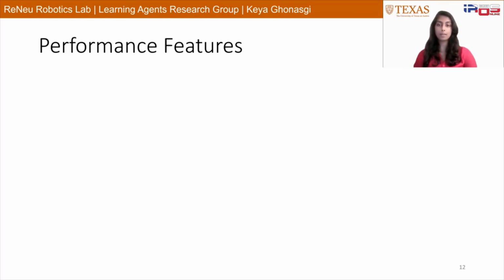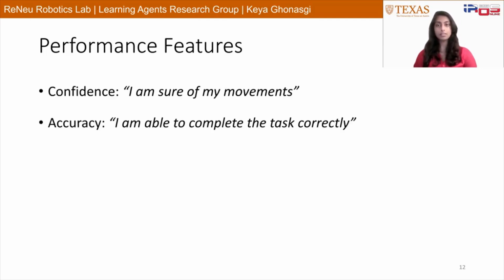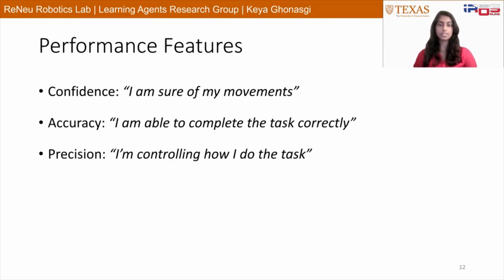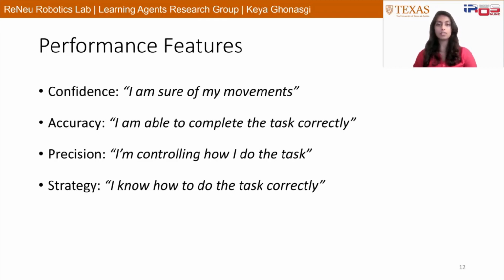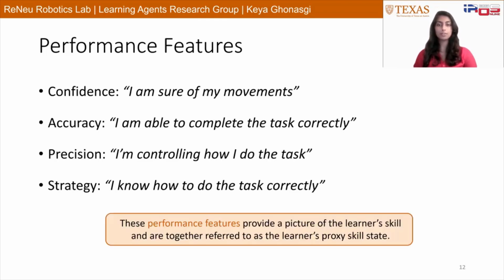We define the following vocabulary selected from motor learning and control literature that will allow us to interpret learning through observation. Confidence, referring to the learner's confidence in their ability. Accuracy, referring to how well the learner performs the task. Precision, referring to how consistent the learner's performance is. And strategy, referring to deliberate control of the learner's behavior depending on the presented task. Note that these performance features could be measured using various task-specific metrics and could also be correlated. This set of performance features is not expected to be complete or unique, but does provide a starting point to define the learner's proxy skill state.